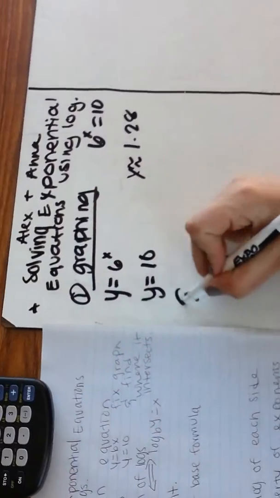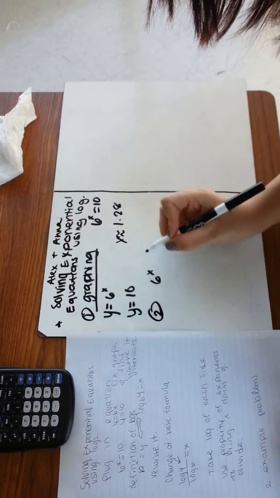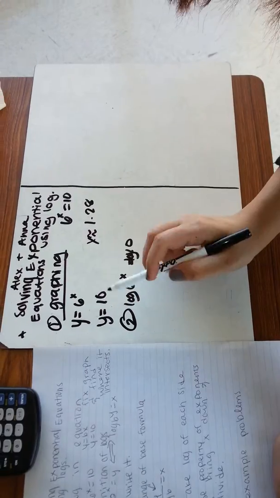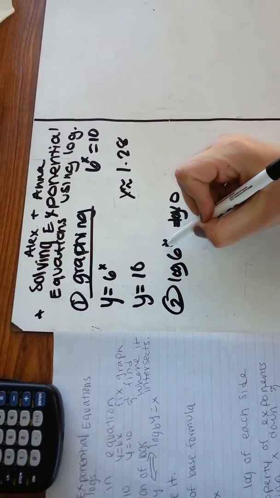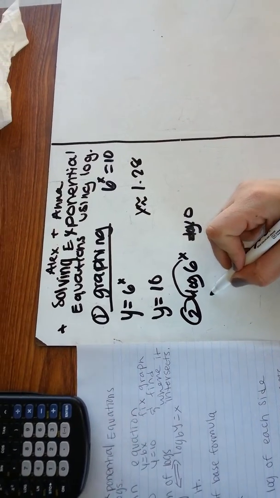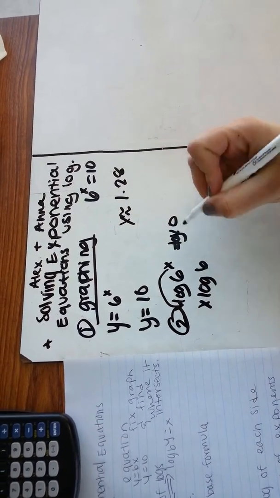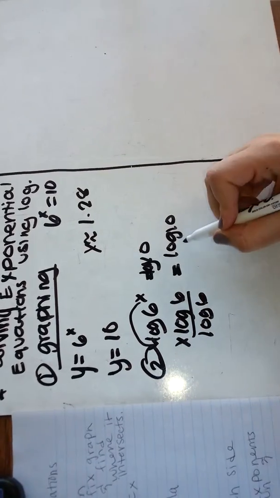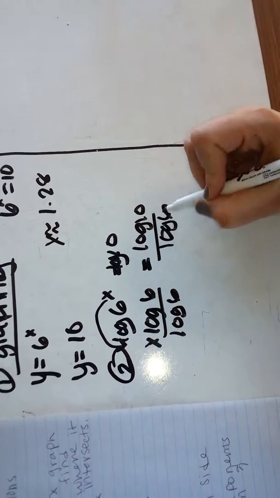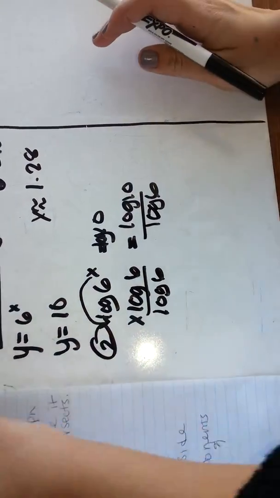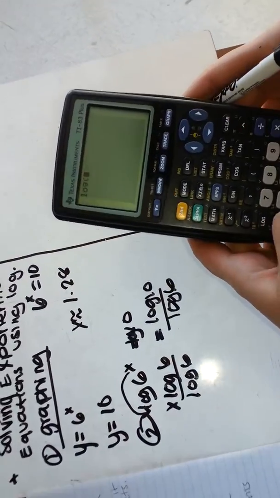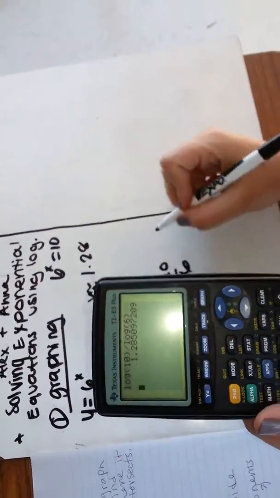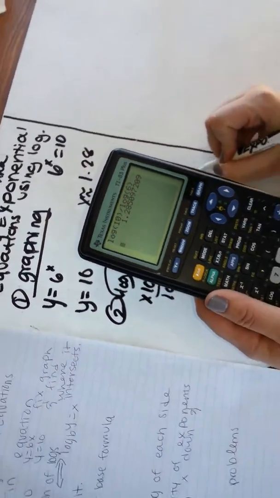The second method, we would again take our equation, 6^x equals 10, and you would take the log of both sides. The property of exponents says that you can bring down the x, and it would be x log base 6 equals log 10, and you can divide by log base 6, and that should give you around the same number as 1.28, so let's try that in our calculator. Log 10 divided by log 6. So yes, you get around x equals 1.28.